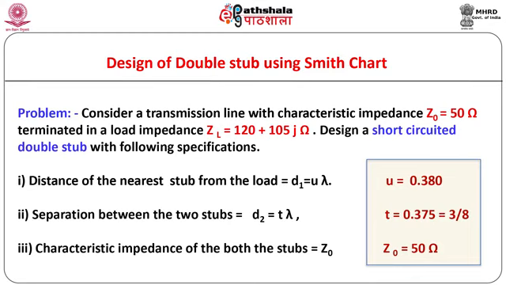As an illustration, consider a problem which can be stated as shown. Here, a transmission line with characteristic impedance 50 ohm is terminated in a load impedance ZL equal to 120 plus j105 ohm. We have to design a short circuited double stub with the specifications as given. Distance of the nearest stub from the load d1 equal to u lambda, separation between the two stubs d2 equal to t lambda, and characteristic impedance of both the stubs is equal to Z0.